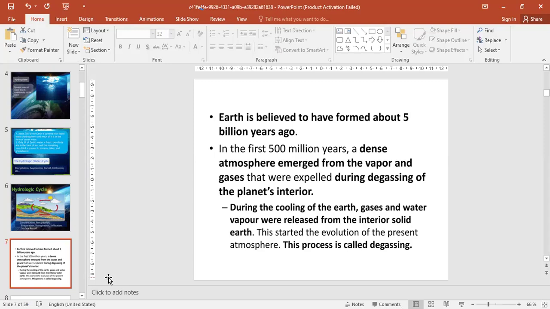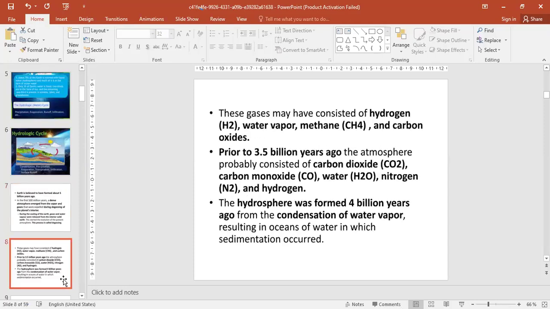500 million years ago, a dense atmosphere emerged from vapor and gases that were expelled during the degassing of the Earth's interior. During the cooling of the Earth, gases and water vapor were released from the interior solid, and the process is called degassing. So these gases may have consisted of hydrogen, water vapor, methane, and carbon dioxide or carbon oxide. Prior to 3.5 billion years ago, the atmosphere probably consisted of carbon dioxide, carbon monoxide, water, nitrogen, and hydrogen.